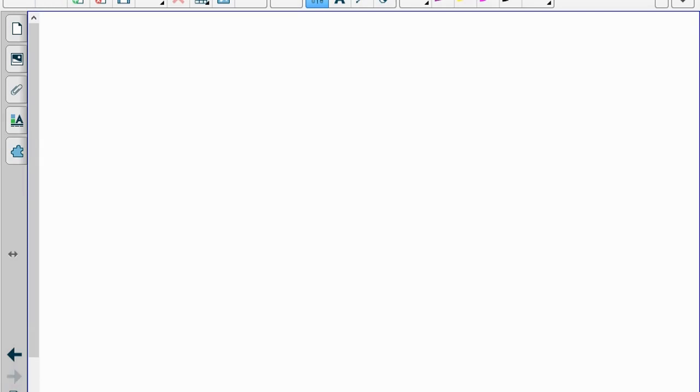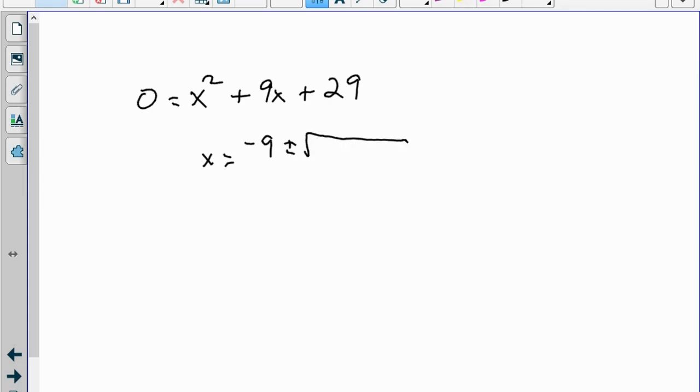So for example, let's say we have 0 equals x squared plus 9x plus 29. That doesn't look like it's factorable. 29 is a prime number, and there's no way that I can get this to factor into something that has a 9, so I would likely either complete the square or use the quadratic formula. So if I want to use the quadratic formula, x equals -b plus or minus the square root of b squared minus 4ac all over 2 times a.